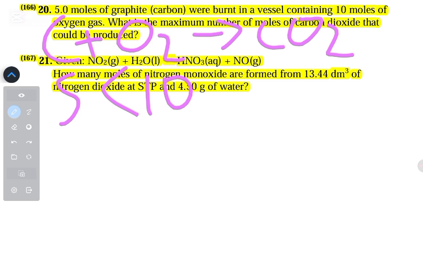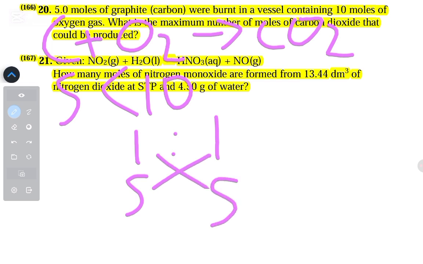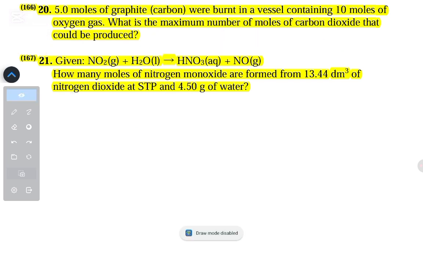So what did they ask? Maximum number of moles of carbon dioxide that could be produced. We know the ratio of carbon to carbon dioxide is 1 to 1. So we have 5 moles of carbon. How many moles is the maximum number of moles that can be produced? 5. That's it. It's so simple. That's easy, okay? That's it.